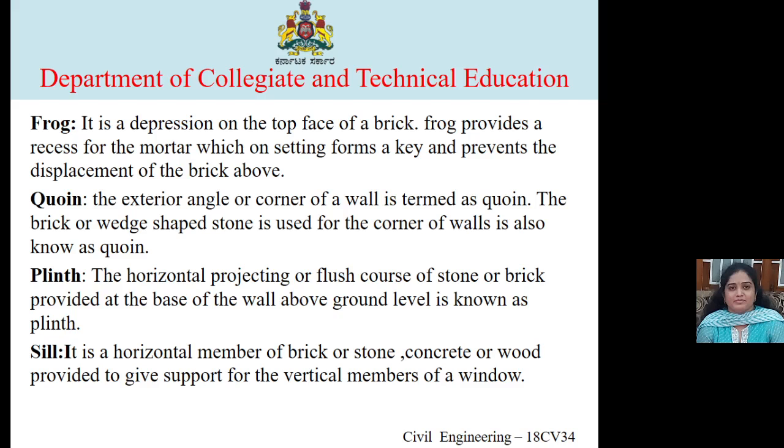Next, sill. It is a horizontal member of brick or stone, concrete or wood provided to give support to the vertical members of the window. So it is a surface actually, a horizontal member of brick or stone or concrete or wood provided to give support to the vertical members of the window.